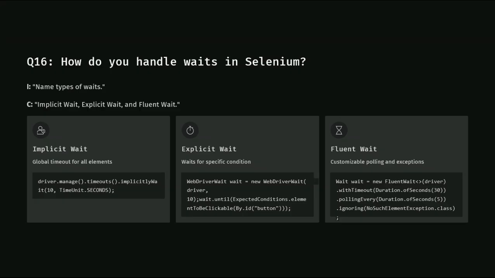Next is, how do you handle waits in Selenium, or name the types of waits? Implicit wait, explicit wait, and fluent wait. Implicit wait: a global timeout for all elements. Explicit wait: waits for a specific condition. And fluent wait: customizable polling and exceptions.